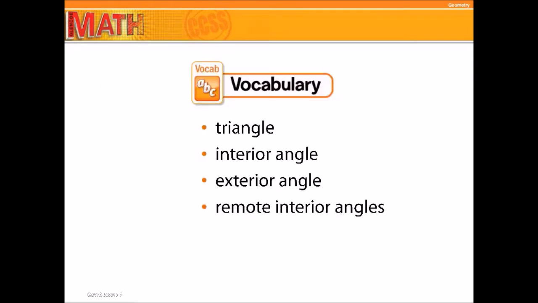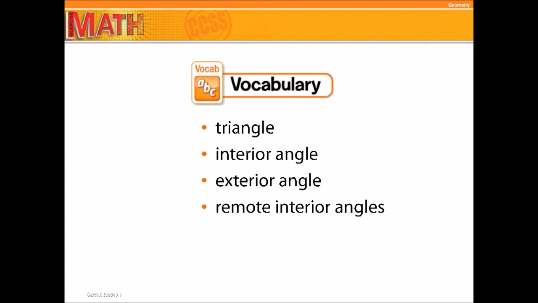First, let's take a look at the vocabulary covered in this lesson. A triangle is formed by three line segments that intersect only at their endpoints. A point where the segments intersect is called a vertex. The angle formed by the segments that lies inside the triangle is an interior angle.